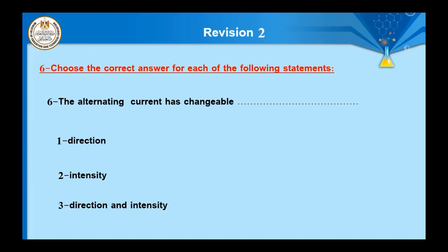Number 6. The alternating current has a changeable or variable direction, intensity, direction and intensity. We know that alternating electric current has many properties. It can be transferred over short and long distances, can be converted into direct electric current, is produced from a generator, and has variable direction and variable intensity. So the correct answer: alternating current has a changeable direction and intensity.